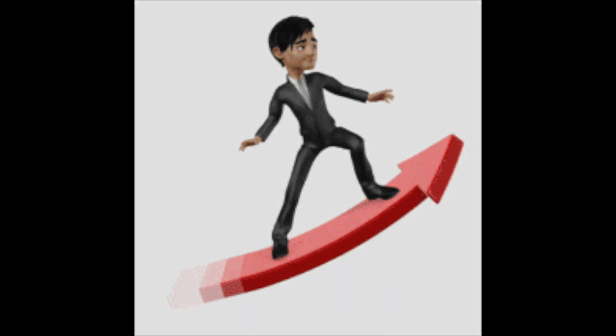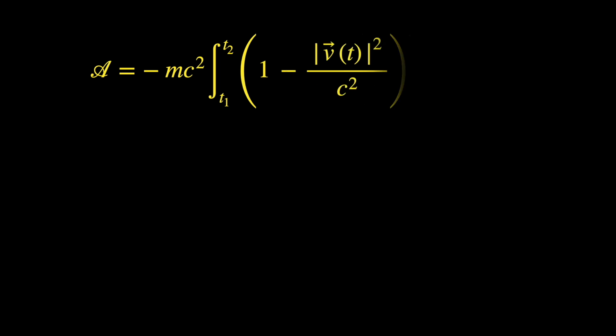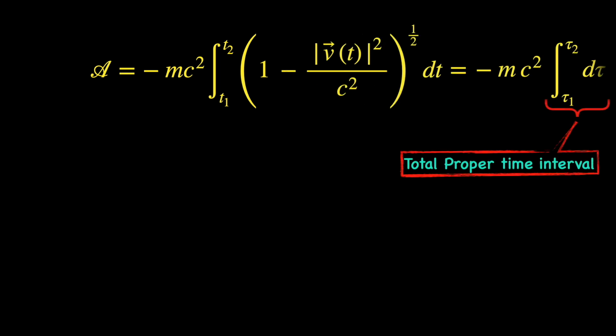So, we can safely say minus mc squared times the inverse of the Lorentz factor is the correct Lagrangian for a relativistic free particle. The corresponding action is its time integral, which is basically minus of the rest mass energy times the integral over the proper time of the relativistic particle, as we have discussed earlier in this video.